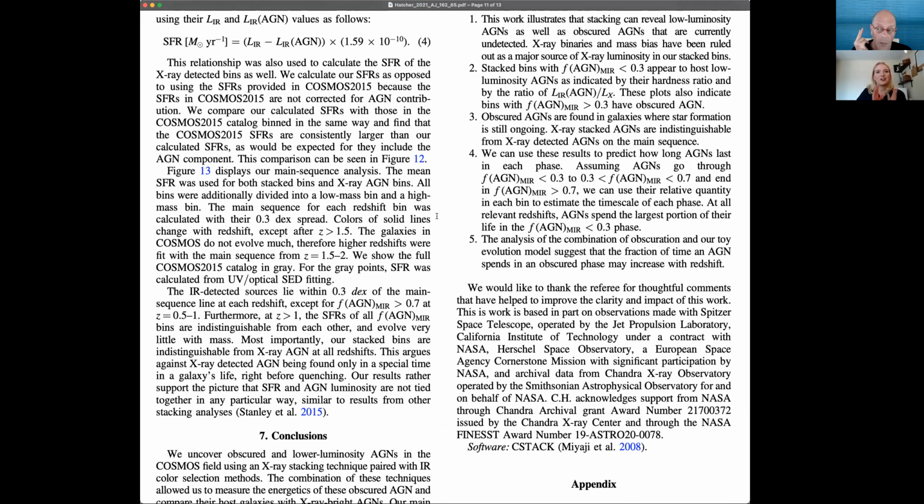Oh, sorry, that was a hardness ratio plot we didn't get into. That was a whole other rabbit hole we went down at the end, so we'll skip past that one.